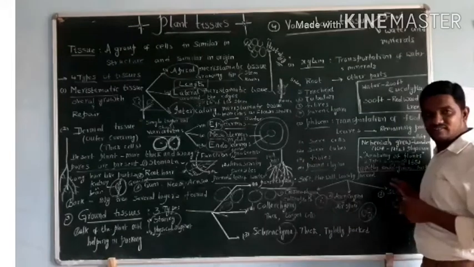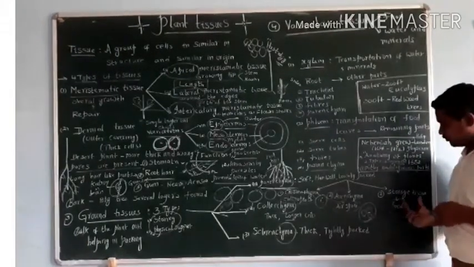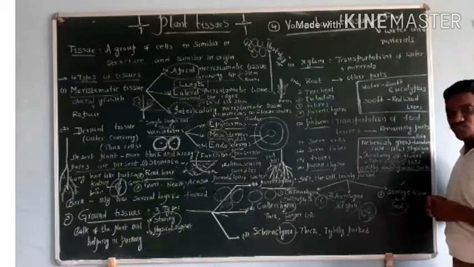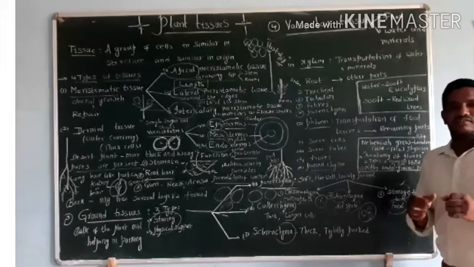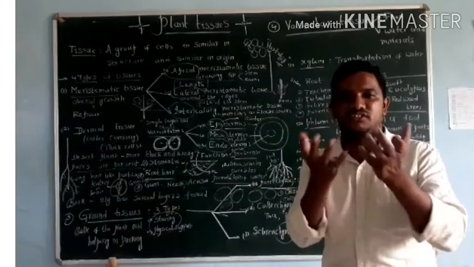Can I go to the next one? Yes. Third one is storage tissue. We can learn from the term storage. What will be stored? Food materials stored inside the cells are called storage tissues.